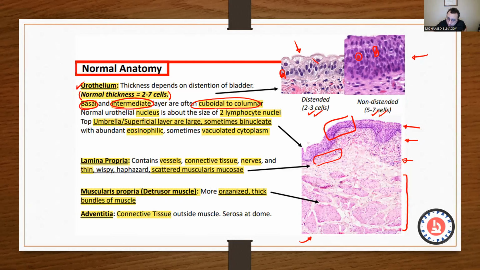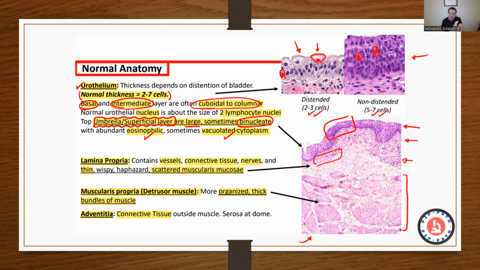The superficial layer has a very important cell, which looks like an umbrella. It looks like a cloud, and that's why they call them umbrella cells, which are the surface cells. Here it is, the top umbrella or superficial layer of cells. These are large, and sometimes you see some accidental binucleation in this layer, which you should not be concerned about. There is always eosinophilic cytoplasm, and sometimes the cytoplasm is vacuolated. This is the transitional epithelium, non-distended, distended, and the number of cell layers.